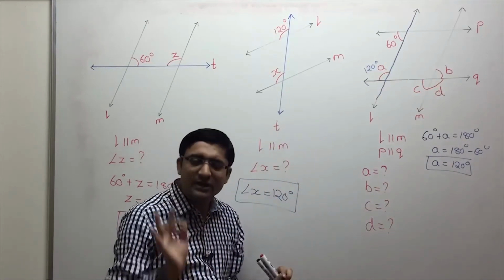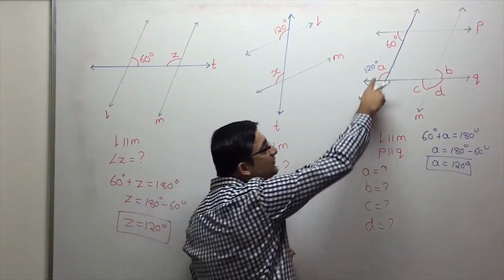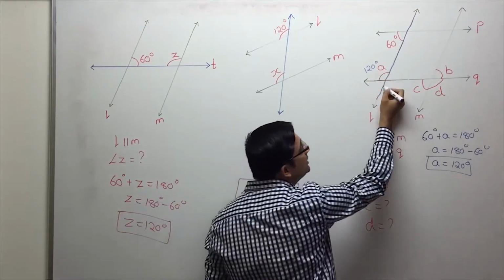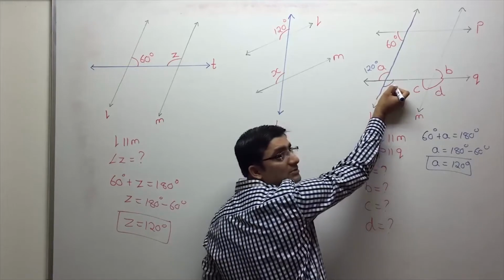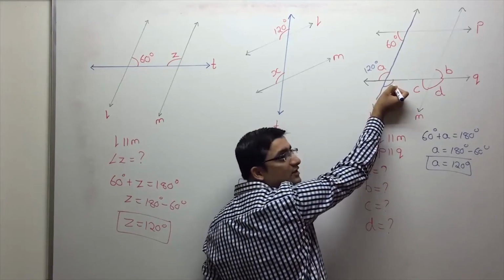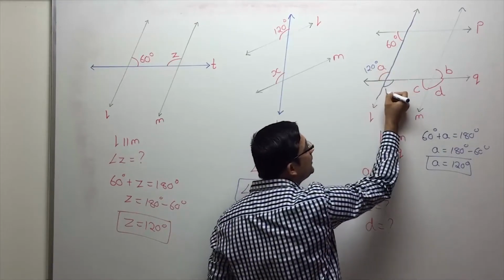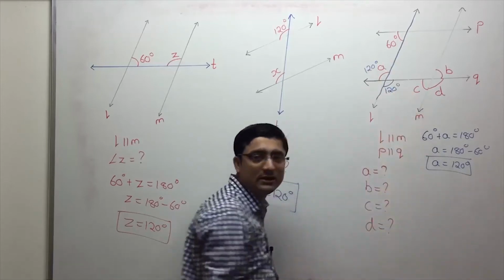In case it is not clear, I'll tell you a simpler method. You've got the value of angle A, it is 120. Now these two angles are vertically opposite angles. So if this is 120, this will also be 120, right?